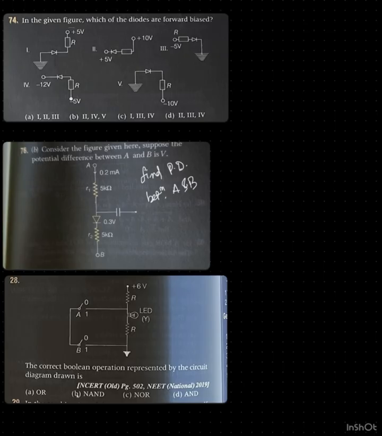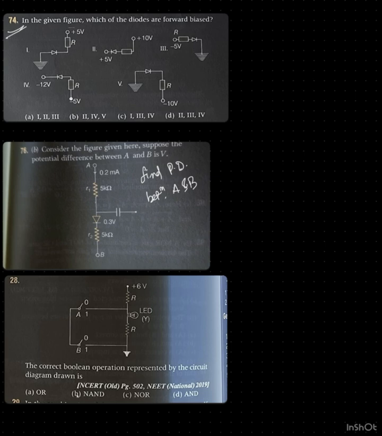Okay, so let us just see some numericals here. You can see that I have put on some basic questions, and most of the type of question that comes in JEE, NEET are simple calculation or truth table based. So let us see the first question, that is question number 74.